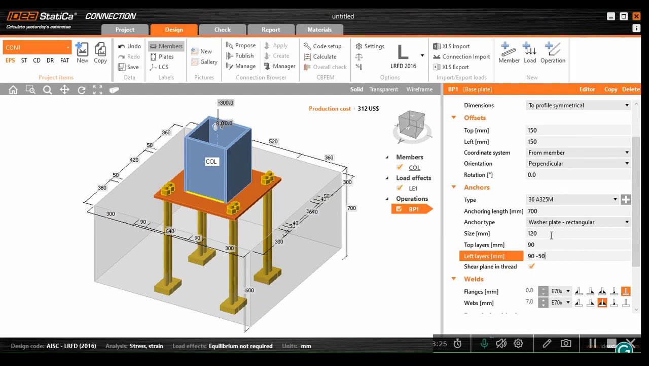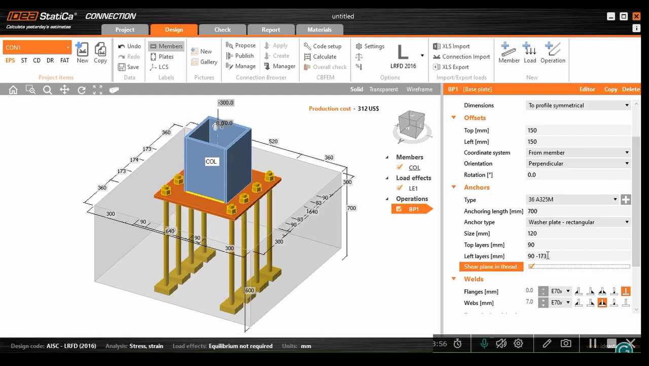So the width of the base plate is 64. I retract 2 times 60 from it because I want to get the net distance between these 2 anchors here, this one and this one. So 64 minus 12 equals 52. Now I divide 52 by 3, and the result is 17.3. Yes, I can change 50 to 17.3. Now you see the anchors are distributed equally in distance from each other.